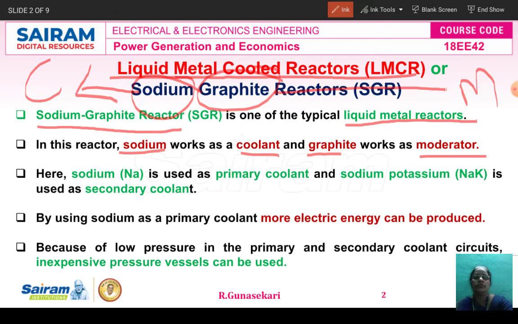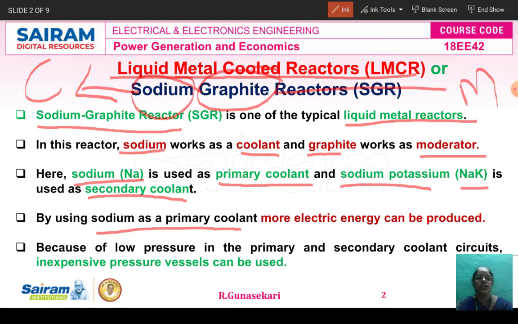Sodium, symbol Na, is used as the primary coolant. Here two types of coolant are used: one is the primary coolant, and the other is the secondary coolant. Sodium-potassium, NaK, is used as the secondary coolant. Sodium, Na, is used as the primary coolant. When sodium is used as a primary coolant, more electrical energy can be produced.